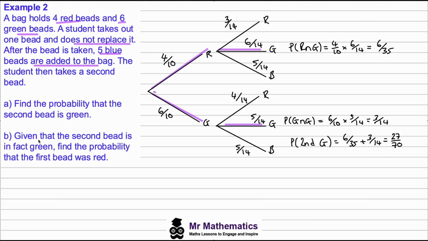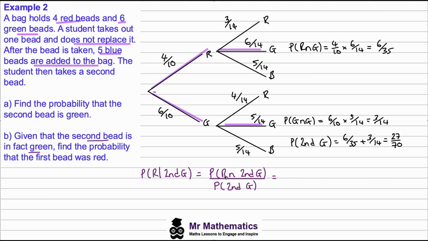And then for part B, given that the second bead is in fact green, find the probability that the first bead was red. So we want the probability of a red followed by the second one being green. And remember, we've just worked this out over here, okay? So we'll have the probability of red intersecting with the second one being green divided by the probability of that second one being green, okay?